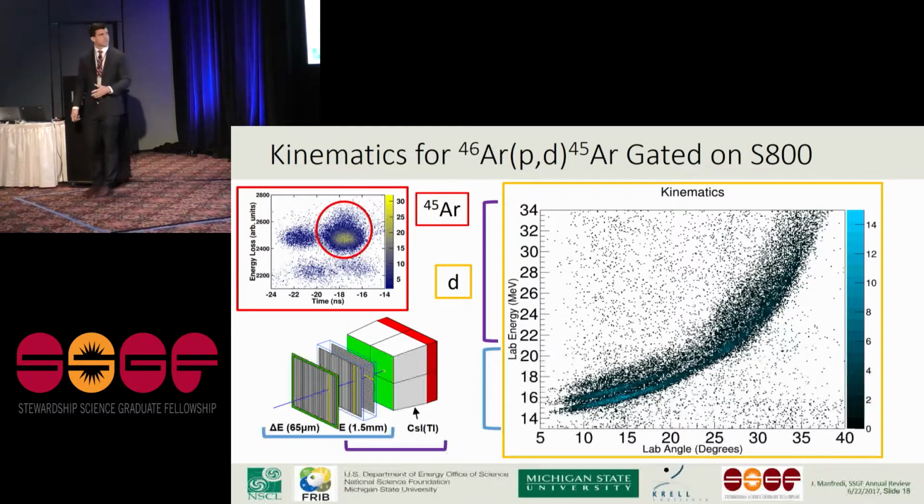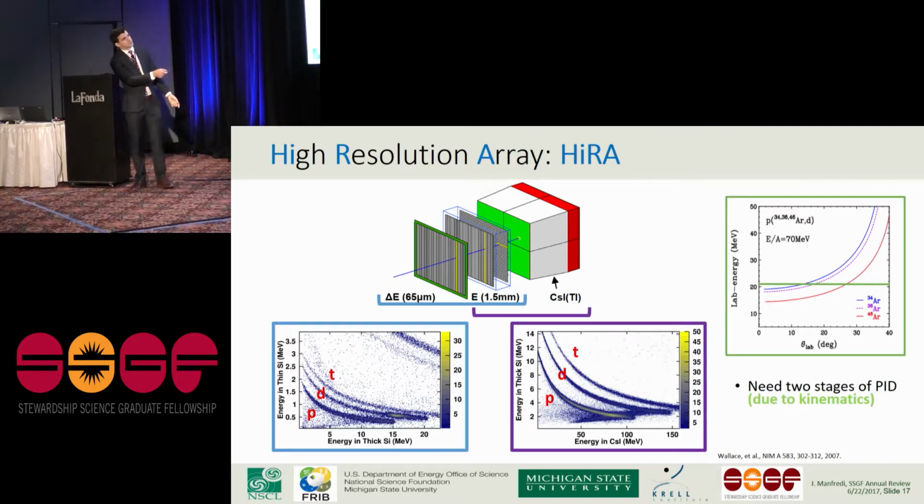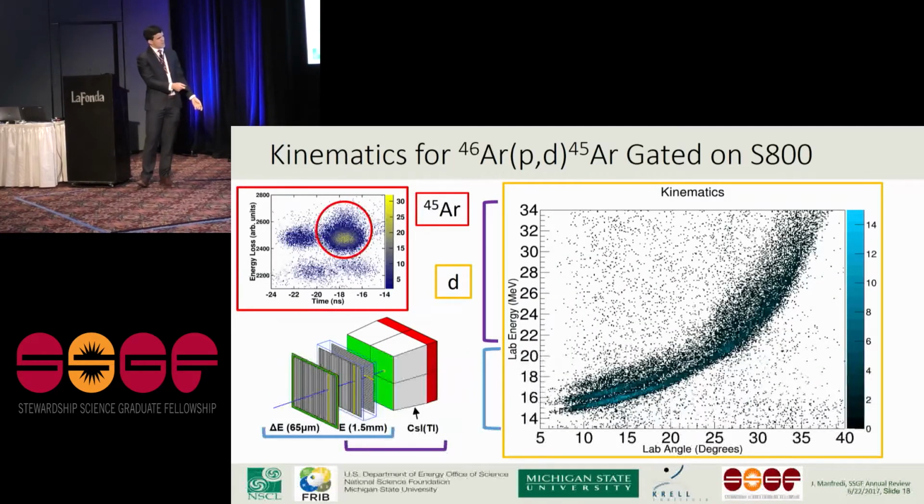So now that I've shown you the HIRA data, I want to add in the S800 as another ingredient. If we gate on, for instance, the argon-45 in the S800, and then look at the HIRA data, we know that we have deuterons and we know that we have argon-45. This is the transfer reaction that we want. We can see some lines here that look just like these kinematic curves, in particular the red kinematic curve. There are multiple lines because there are excited states of argon-45.